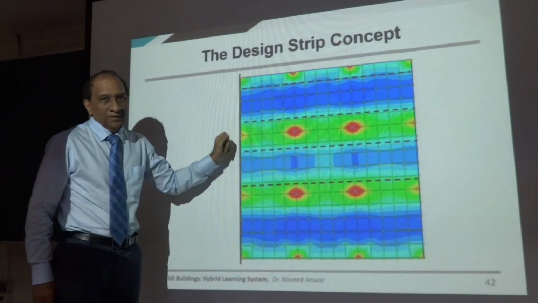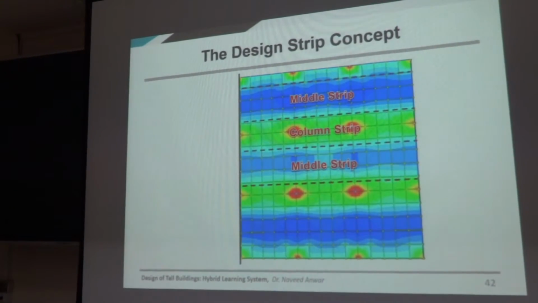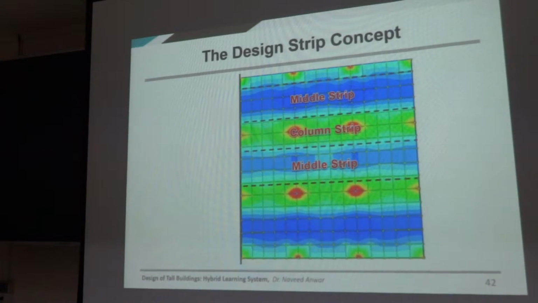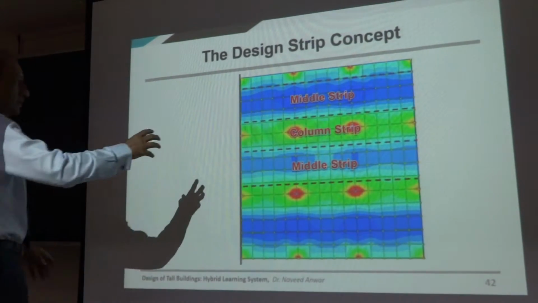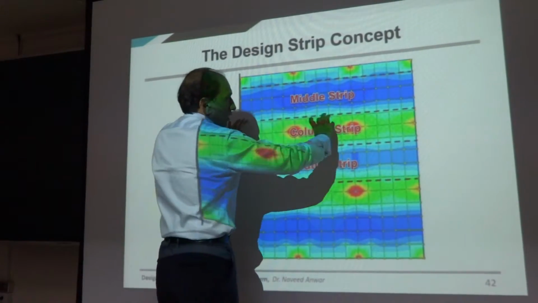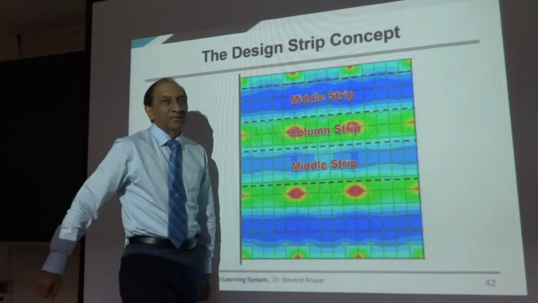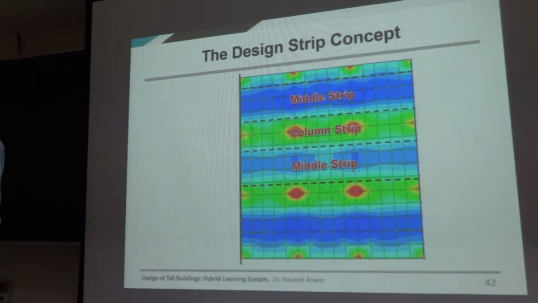As the colors show. So we can say, okay, this is the column strip and that is the middle strip. So the portion which is resting on the columns and some portion around there, of a certain width, we will call it a column strip, and the portion between that we will call the middle strip, right?